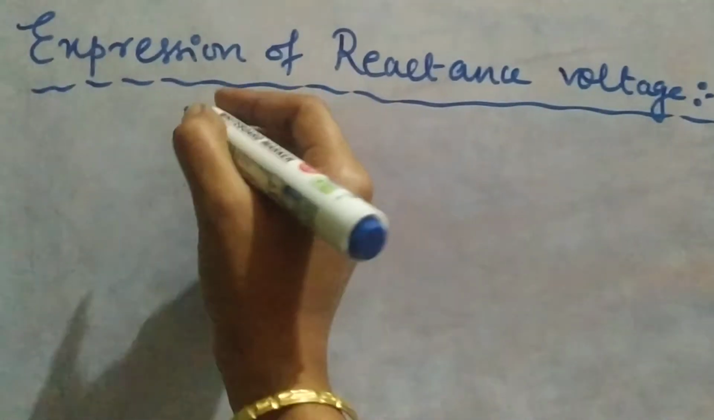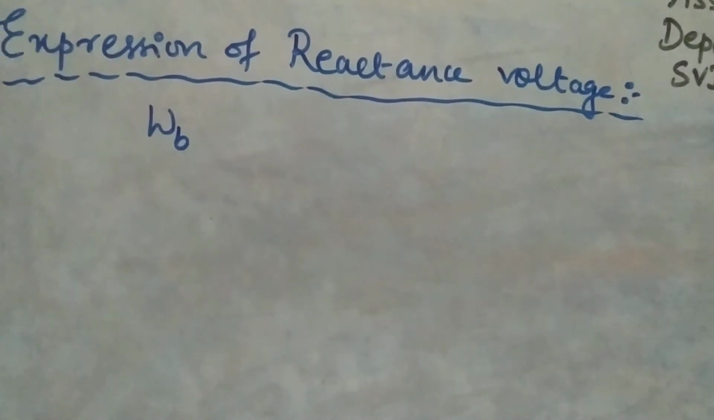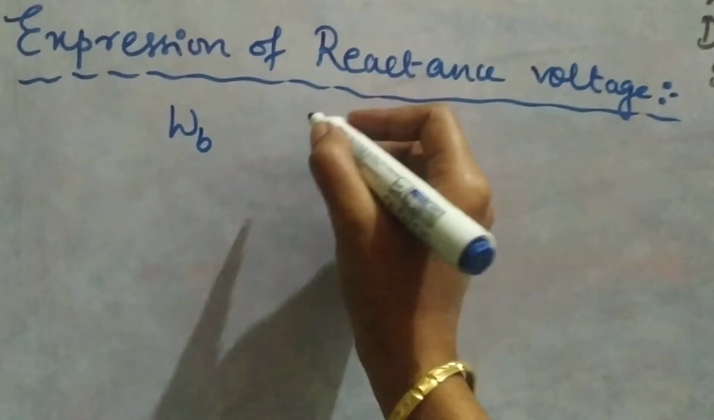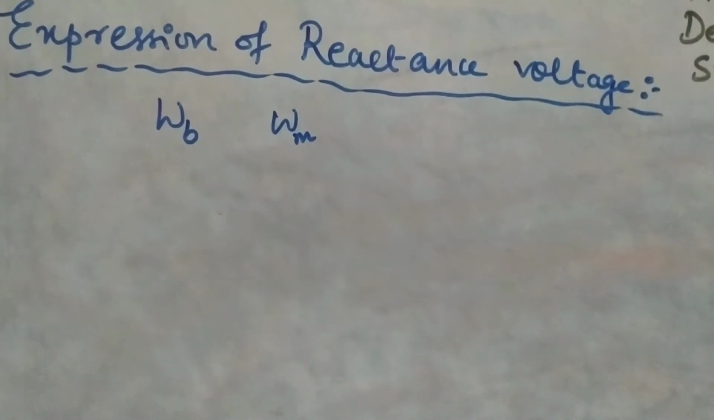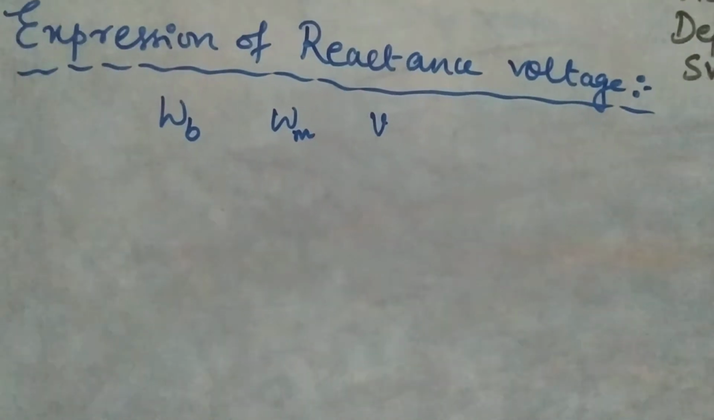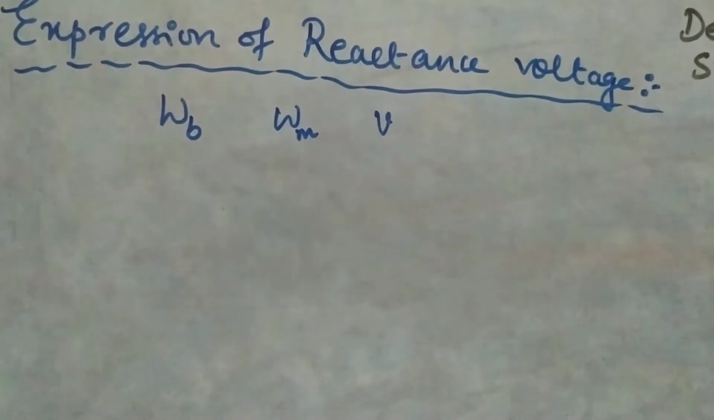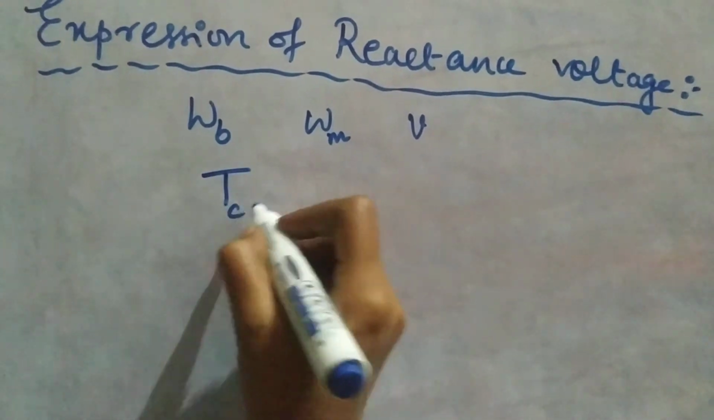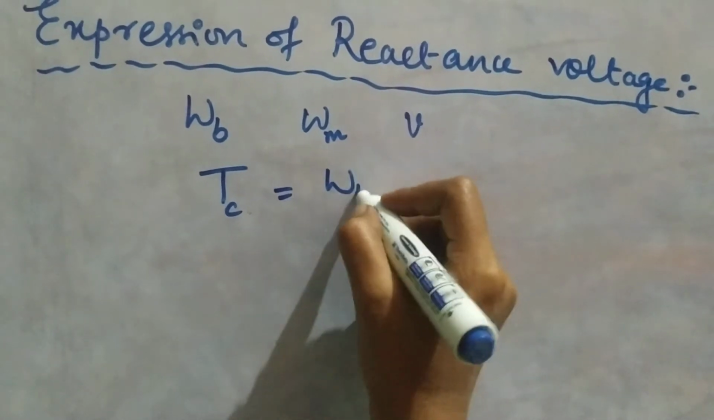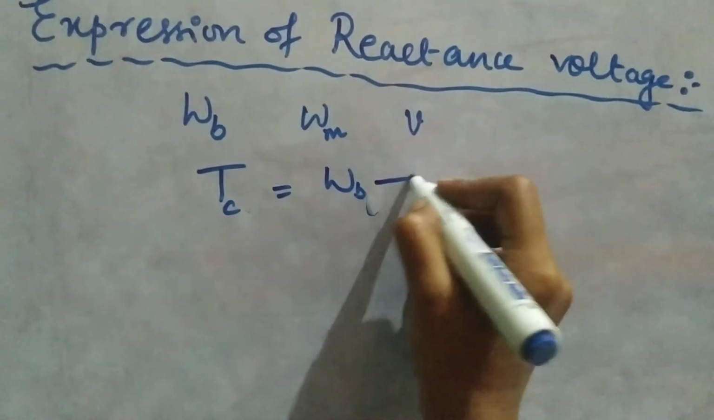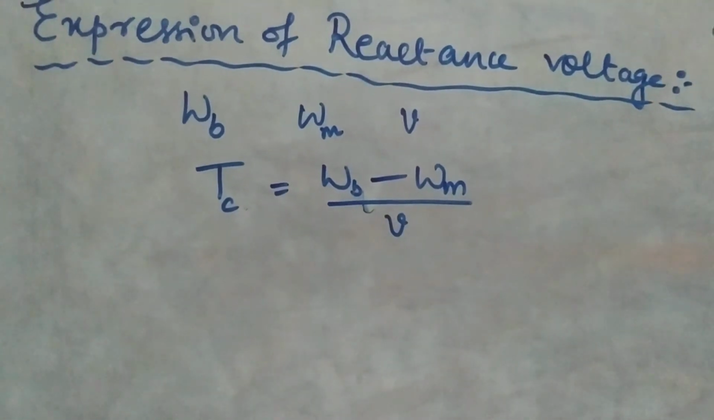Let WB be the brush width in centimeter, WM be the width of the mica insulation in centimeter, and small v be the peripheral velocity of a commutator segment in centimeter per second. Then what will be the time of commutation? Time of commutation is (WB minus WM) divided by small v.